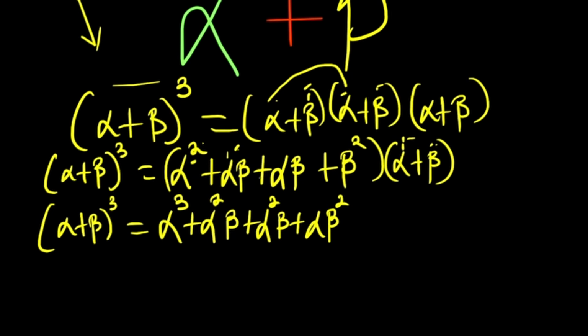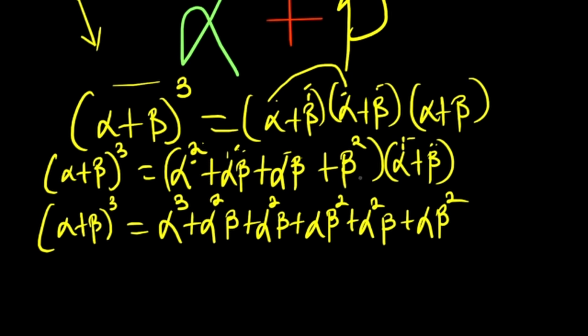Okay, now we're done with this. Let's now multiply this one. Alpha beta times alpha will give you alpha squared beta. Then alpha beta again times beta will give you alpha beta squared. You have alpha beta squared.